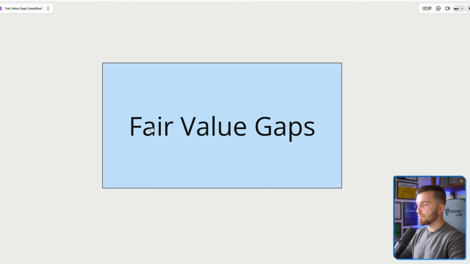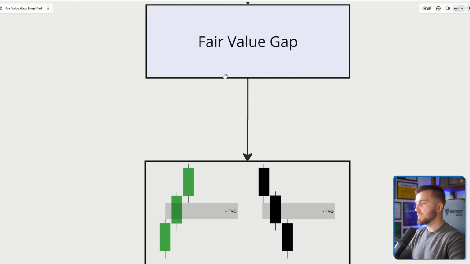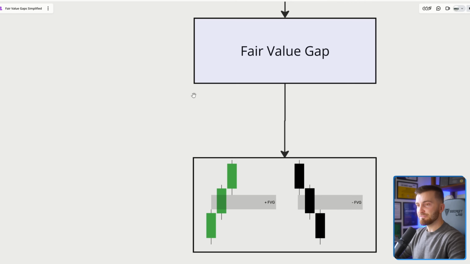Fair value gaps are a 3-bar pattern, which means we only need 3 candles to form a fair value gap, but not every 3 candles are fair value gaps. So let's see what they look like. Let's start with the normal fair value gap. As I've said, a fair value gap is a 3-bar pattern.